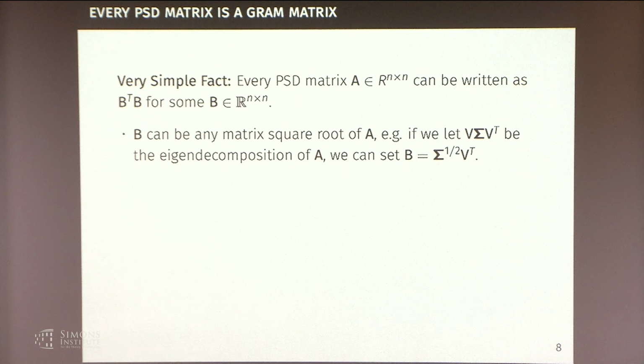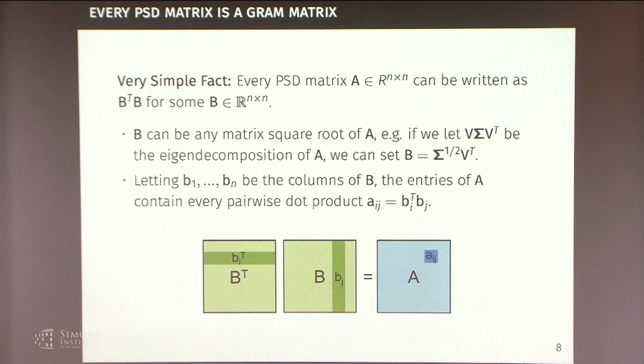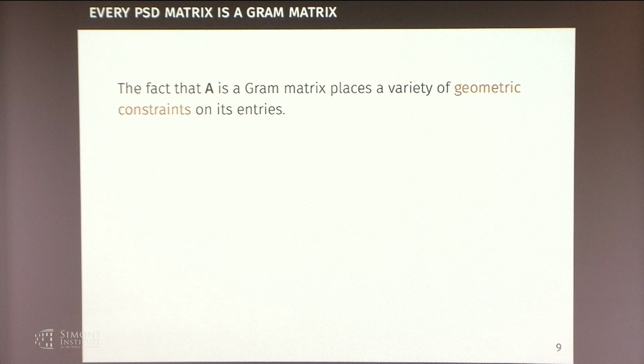And note that B is not something I'm computing algorithmically. B is just sort of a tool I'm going to use in my analysis and in my proofs. But every PSD matrix has a square root. What does that mean? Well, if I look at the columns of B, then the entries of A are just the dot products between these columns. Basically, the ijth entry of A is the dot product between Bi and Bj.